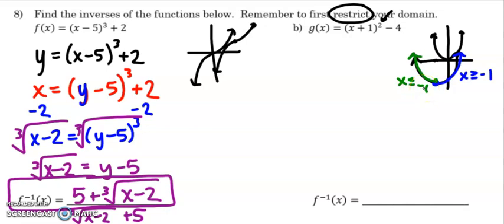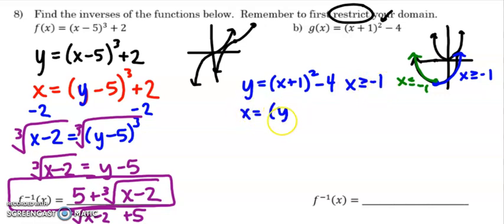You need to pick either one. I'm going to go with the blue one first. Okay, I'm going to show you both. I'll do the blue one over here. So y equals (x plus 1) squared minus 4 with x greater than or equal to -1. So when I switch out my x's and y's, I have to switch out my y, right? X becomes y even in the domain, right, which is now a range restriction. From here then I'm going to add 4 to both sides.